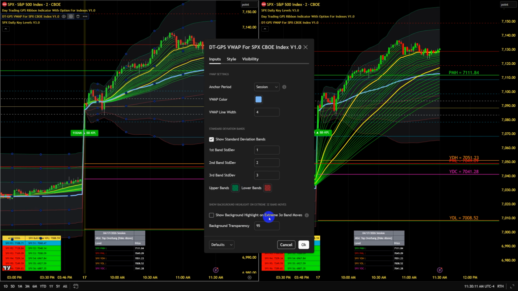There's also a show background highlight on extreme 3-band moves, either above or below, that you can turn on. You can also control the line width. You can also do it by session, by week, or by month, as an example, if you wanted to use this VWAP. In other ways with SPX, if you're also doing some swing trading on top of day trading with this indicator, that can come in handy as well, as far as looking at the VWAP under different scenarios.